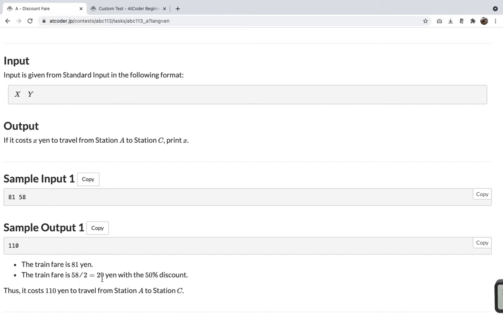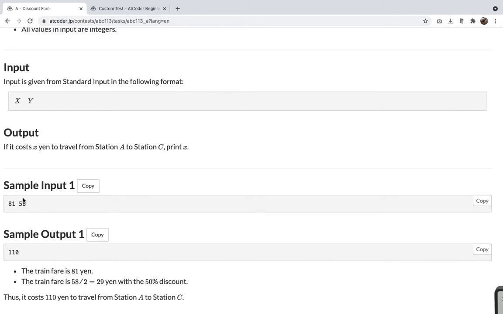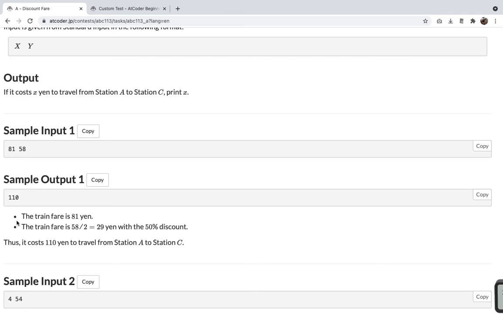I don't get it. Isn't it the train fee to get to B? And isn't it the fare to go from B to C by bus? I just thought I should get an even number. I don't get it. The train fare is 81.